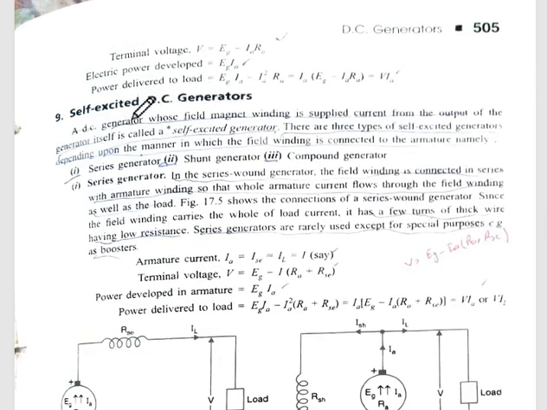Self-excited DC generator: a generator whose field magnet winding is supplied current from the output of the generator itself is called self-excited generator. There are three types of self-excited generator depending upon the manner in which field winding is connected to armature: series generator, shunt generator, compound generator. Series generator: in series wound generator, the field winding is connected in series with armature winding so that whole armature current flows through the field winding as well as load.